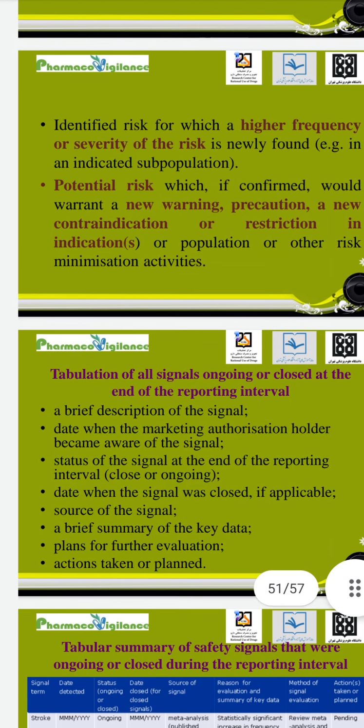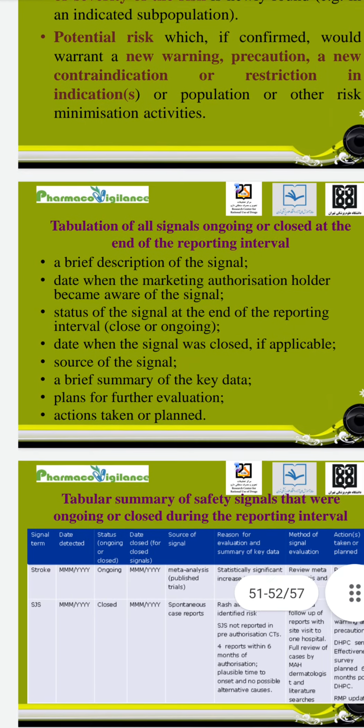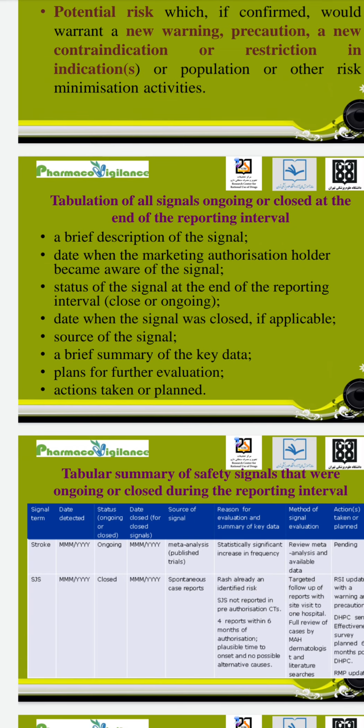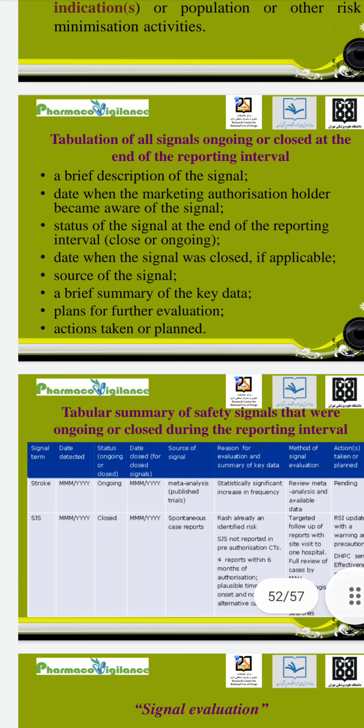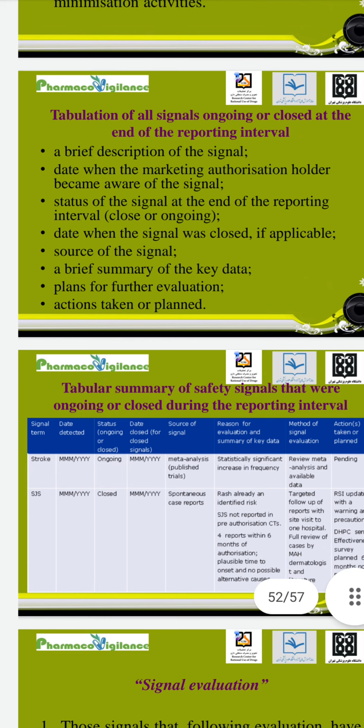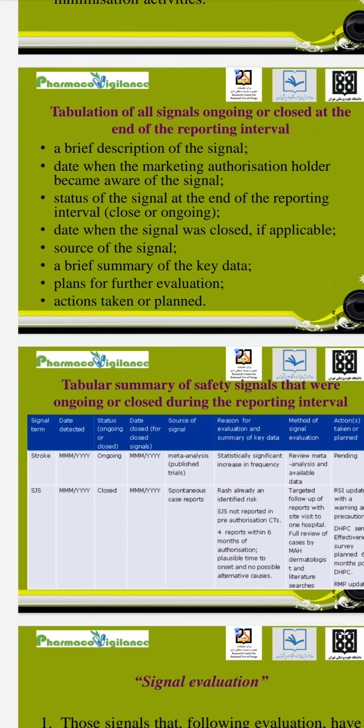Okay, tabulation of all signals, ongoing or closed, at the end of the reporting interval. A brief description of the signal, the date when the marketing authorization holder became aware of the signal, and the status of the signal at the end of the reporting interval, closed or ongoing.